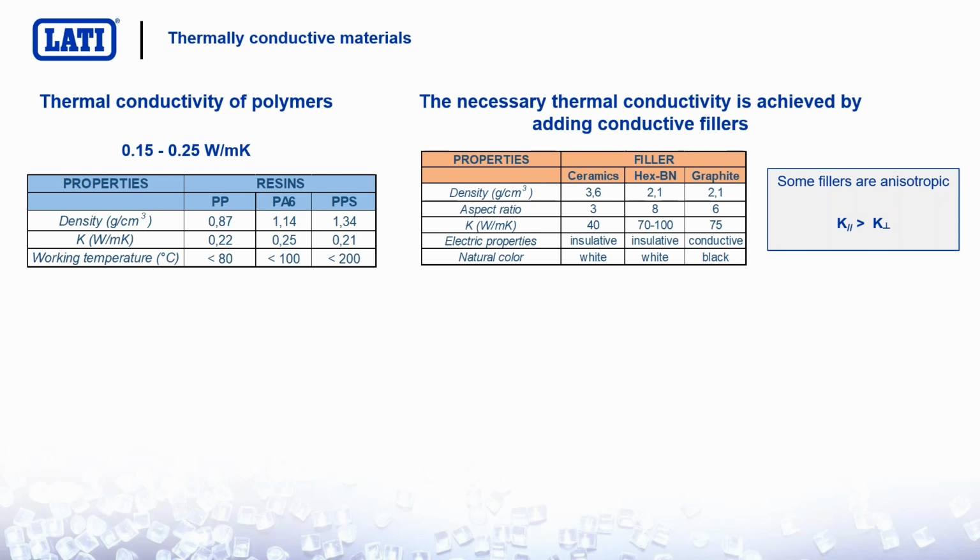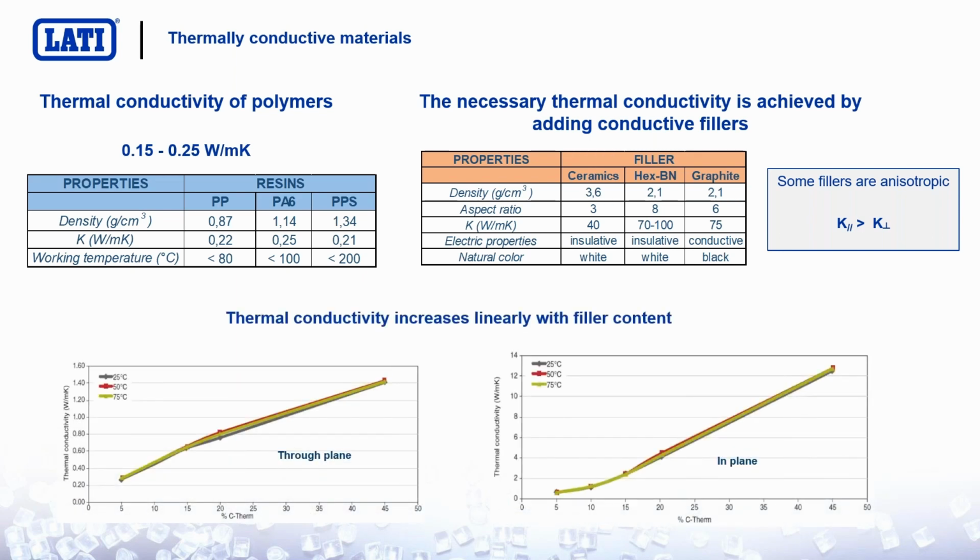And when during molding they are subjected to orientations, the thermal conductivity increases linearly with the amount, with the percentage of fillers. Usually for anisotropic materials, the value measured on a molded sample in plane direction, in the direction of filling, is much higher than through plane, due to the orientation of the fillers.